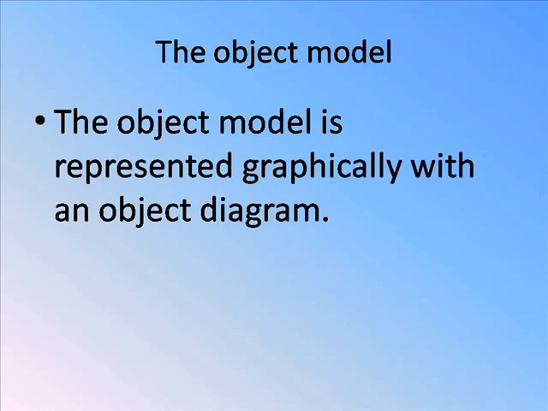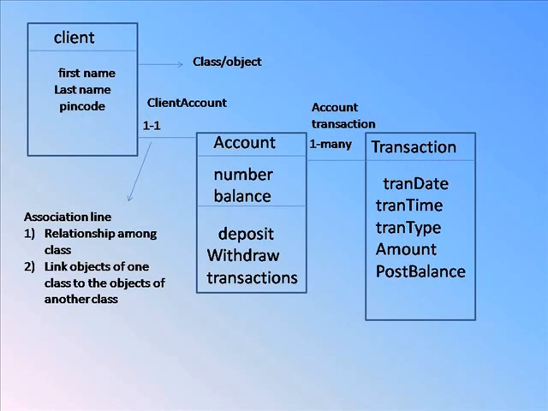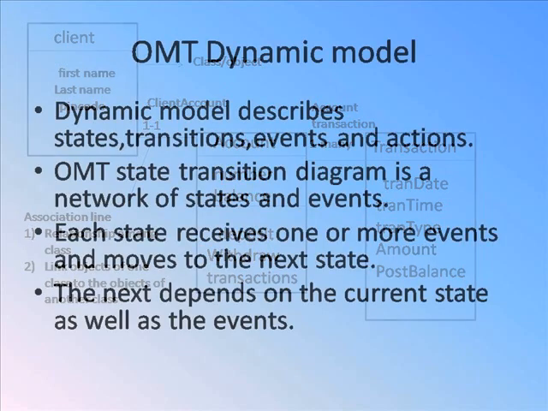Object model is represented graphically with an object diagram. This is an example of object diagram that consists of classes, attributes and association. Association is nothing but the relationship between the classes.